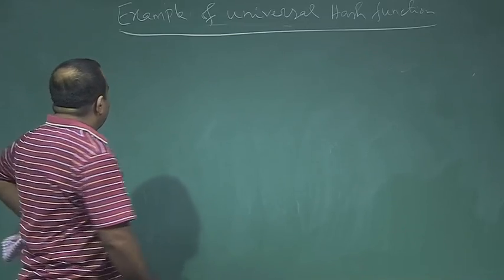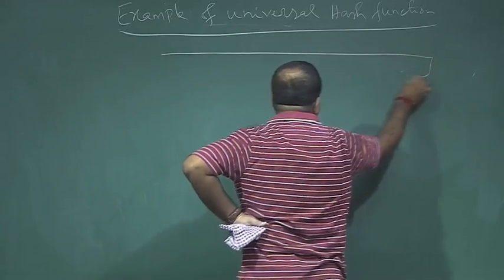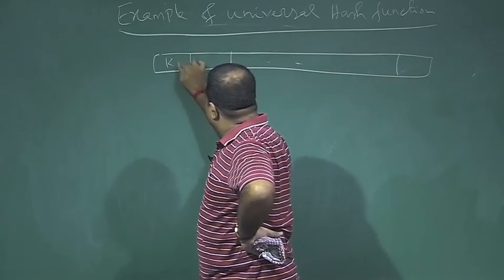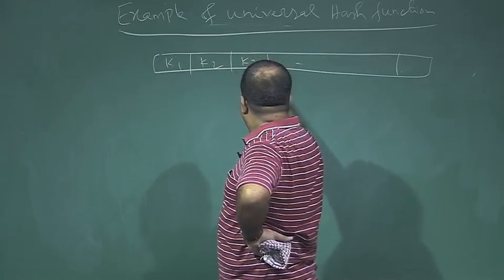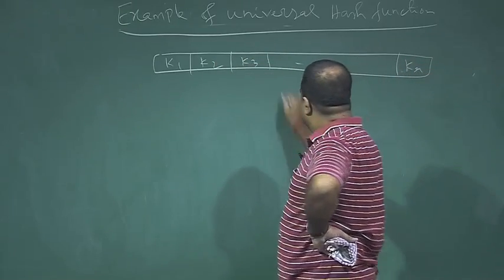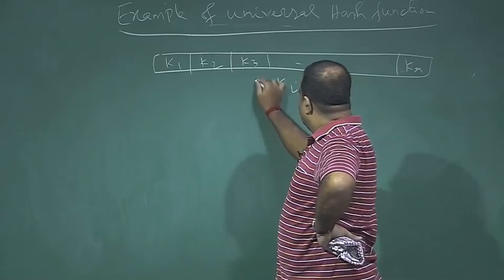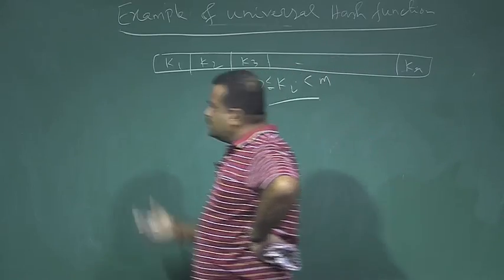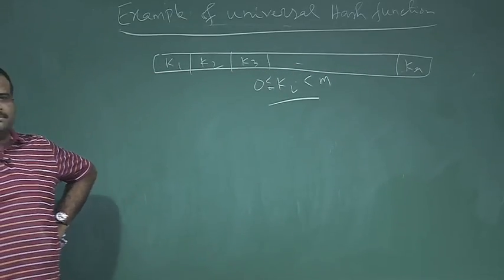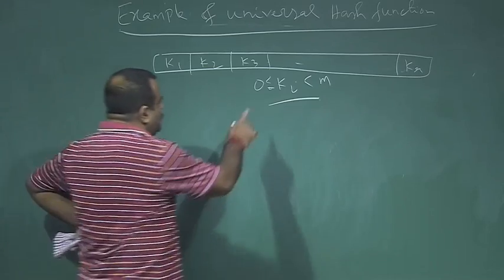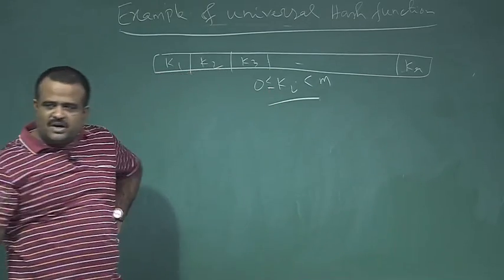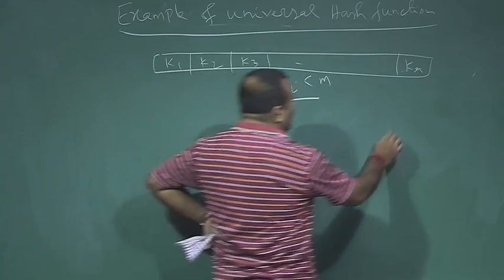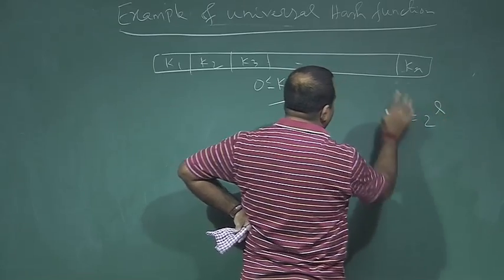So, here we divide the key. We have long keys, and we divide the key into r blocks K1, K2, K3, up to Kr, such that each of the Ki's is between 0 and m. Each of these blocks has size at most m, where m is the number of slots. So, this is how we divide. Maybe for the last block we have to add something to make it m size. If m is 2 to the power l, then each of these blocks is l bits.